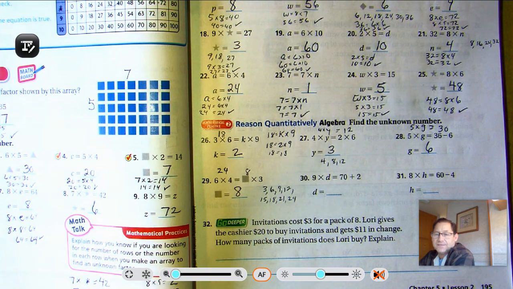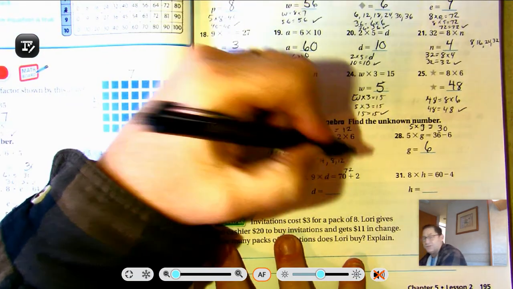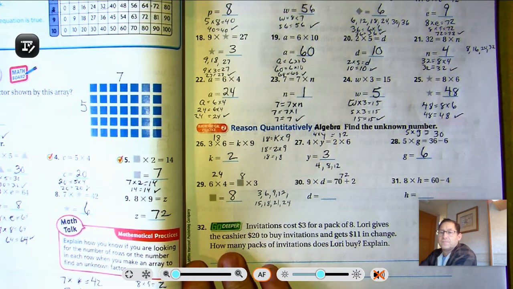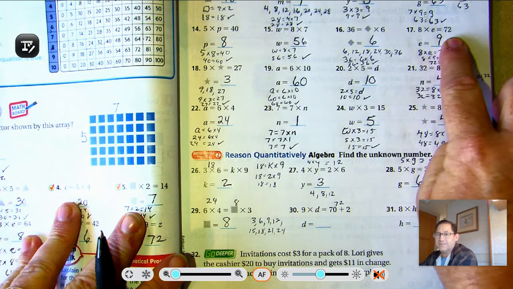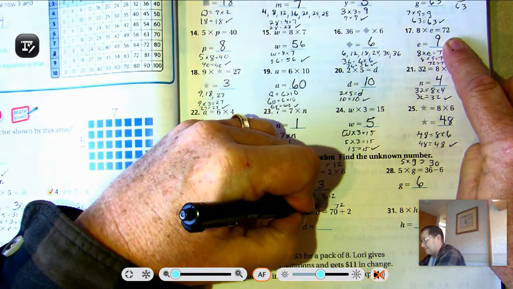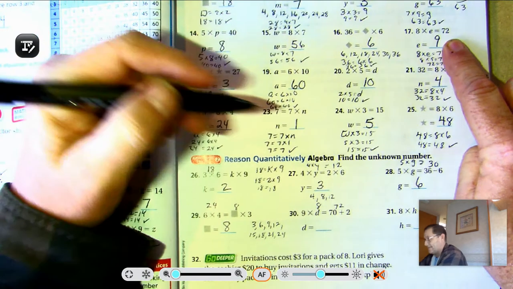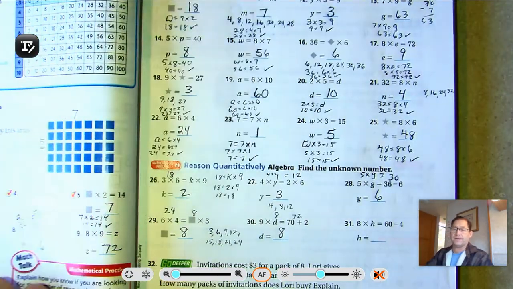9 times something equals 70 plus 2. 70 plus 2 is 72. Well, earlier we did a problem where we had 8 times something is 72. So 8 times 9 is 72. 9 times 8.